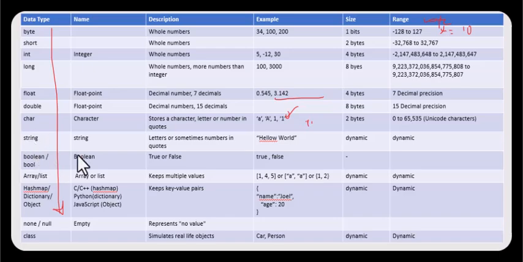Then we have a string. A string is a group of letters and numbers. So anything that you put in double quotes in computer programming is going to be called a string. Then the size of a string is not specified. It's going to be dynamic. Dynamic means it can change in size. For instance, if you say hello world might be 2 bytes. But if you put a complete paragraph into this string, the size is not 2 bytes. It might be 8 bytes, it might be 16 bytes.